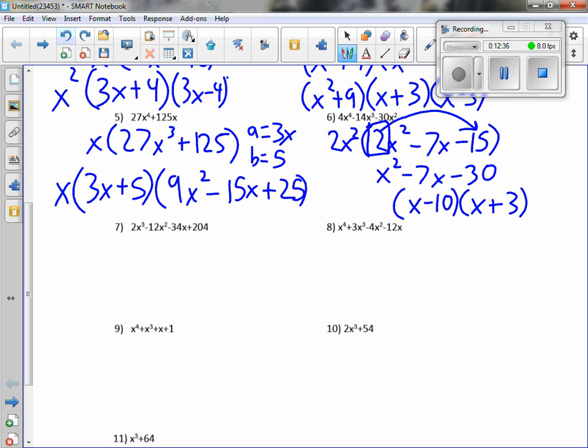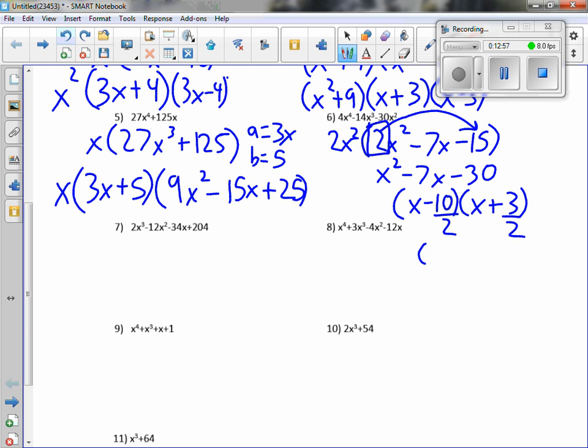This 2 that we rainbowed over, now we have to take it back out. So here's how we do that. We're going to take it out by dividing both of these by 2. That'll give us x minus 5 because 10 divided by 2 is 5. Now 3 divided by 2 does not work. That'll give us a decimal.